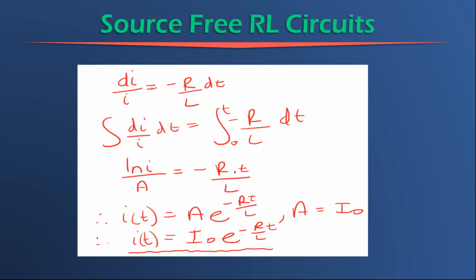From there, you make di the subject of the formula. This gives you minus R over L dt. Integration of both sides and using the ln expansion will result in an expression where the current i(t) gives you I0 e to the minus R over L t.